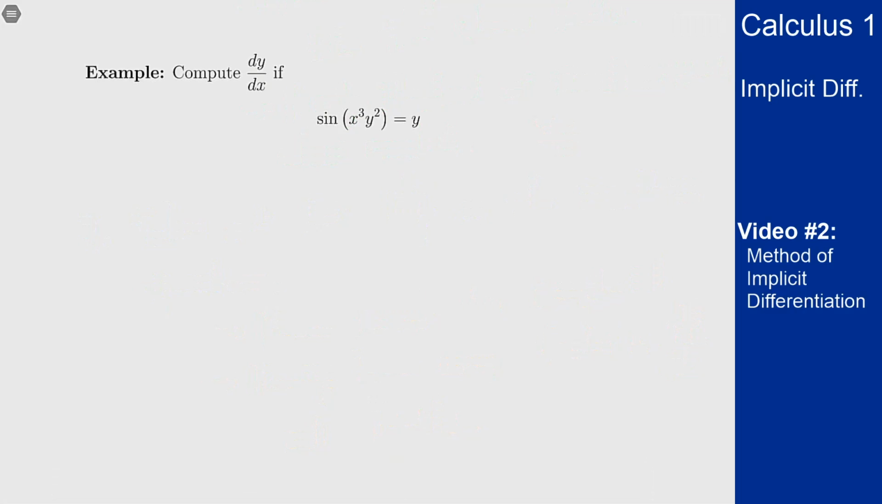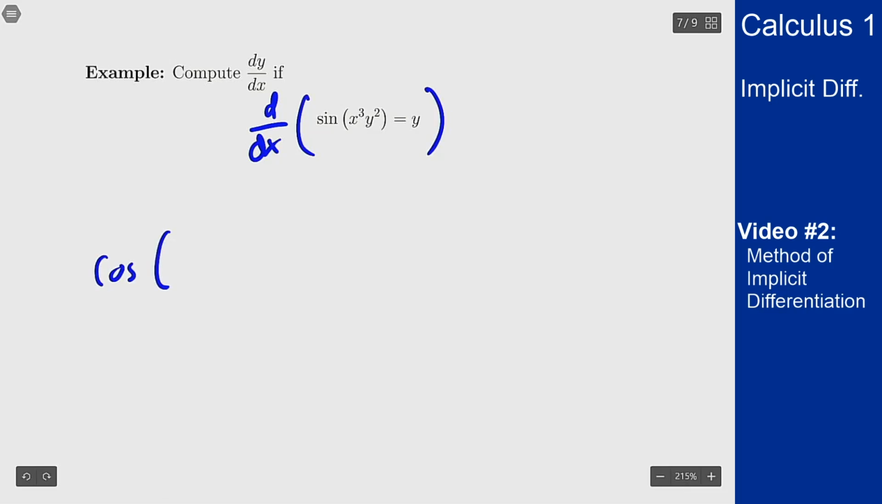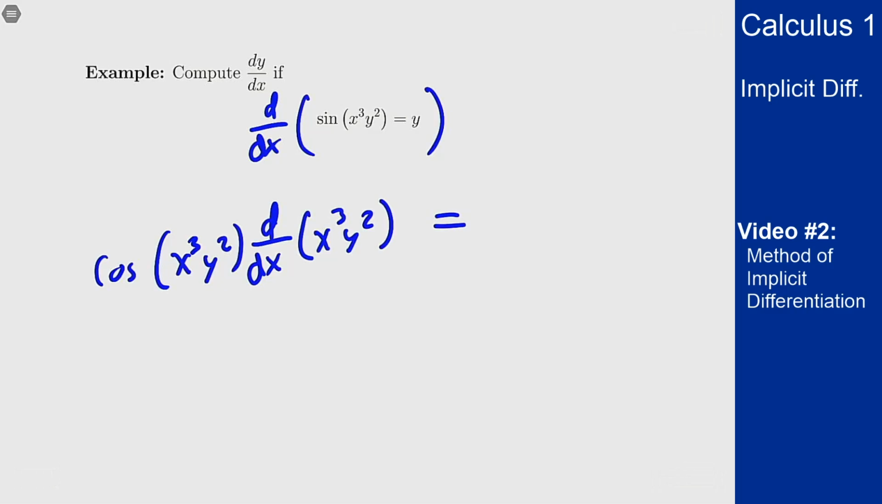Here's a complex example. Find dy/dx if we know that sine of x cubed y squared equals y. How do we solve this? Well, we start by differentiating the entire expression. What do I see on the left? Well, I see sine of stuff. That is a chain rule in itself. So I'm going to write this as cosine of the inside function, x cubed y squared, times the derivative of the inside function, x cubed y squared, equals the derivative of y, which is just dy/dx.